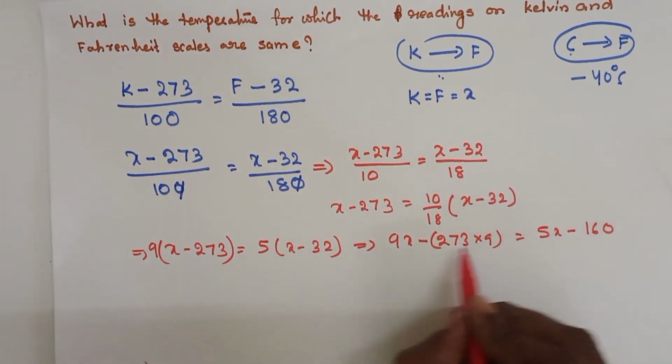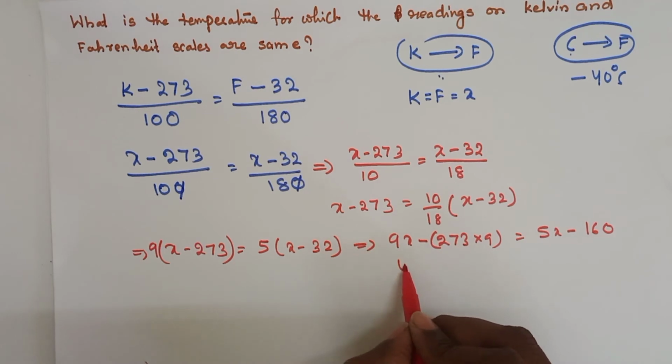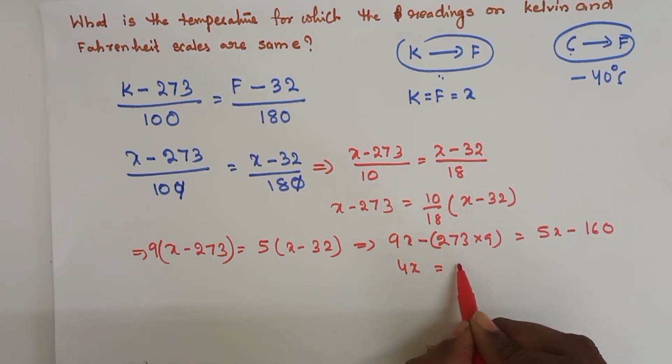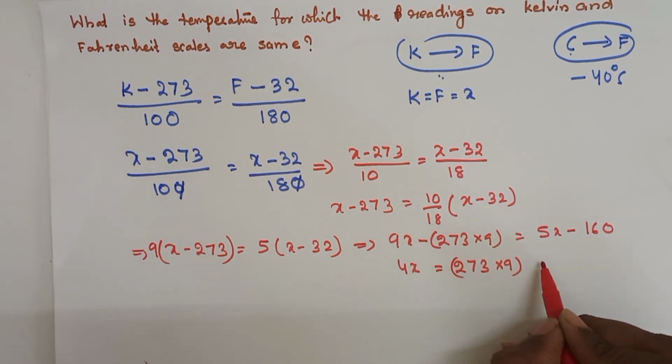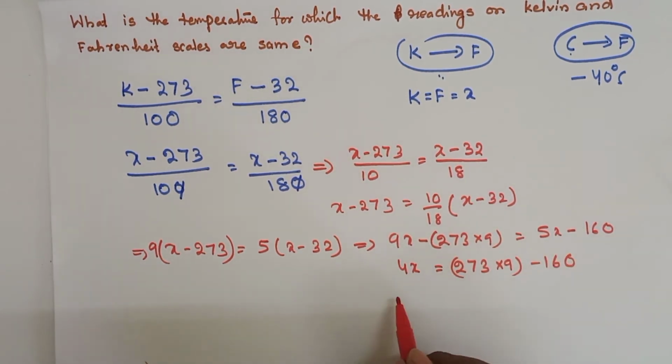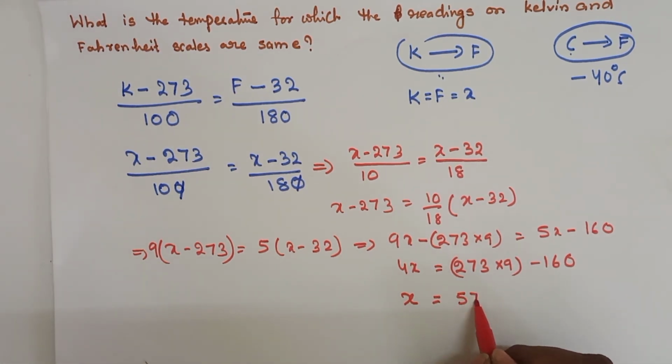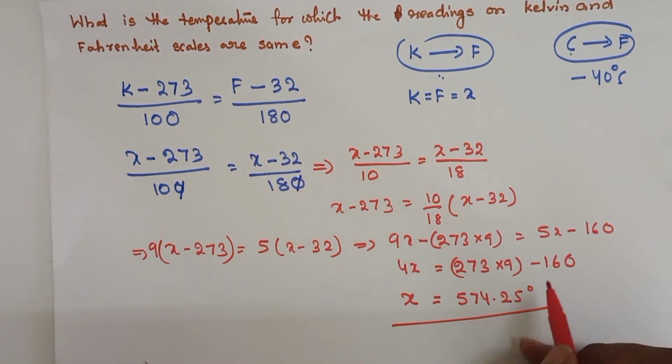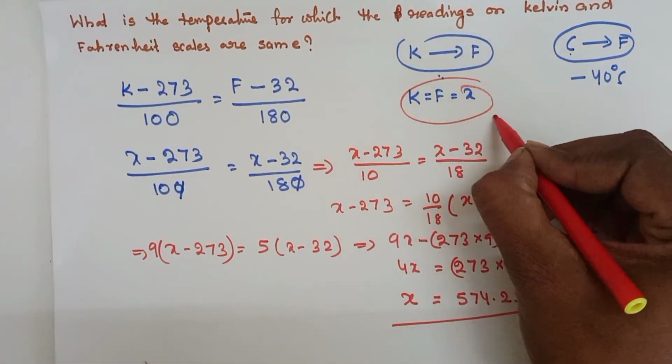Right? You can make it 4x, which equals 273 into 9 minus 160. So calculate x now, which is about 574.25 degrees. So both of these values are the same.